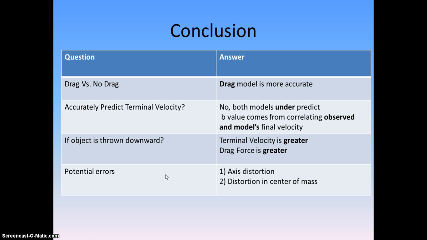Some potential errors that we may have had: our axes may have been a little distorted because of the background of the picture, and there may have been some distortion in the center of mass. It was very hard to determine because it was paper.